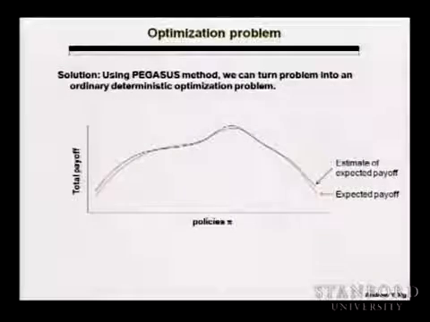As before, the red line is your expected payoff, and by fixing the random numbers, you've defined some estimate of the expected payoff. As you evaluate different policies, these are still only approximations to the true expected payoff, but at least now you have a deterministic function to optimize, and you can apply your favorite algorithm, be it gradient ascent or some sort of local greedy hill climbing search, to try to optimize the black curve. This gives you a much easier optimization problem, and you can optimize this to find hopefully a good policy. Okay, so this is the Pegasus policy search method.